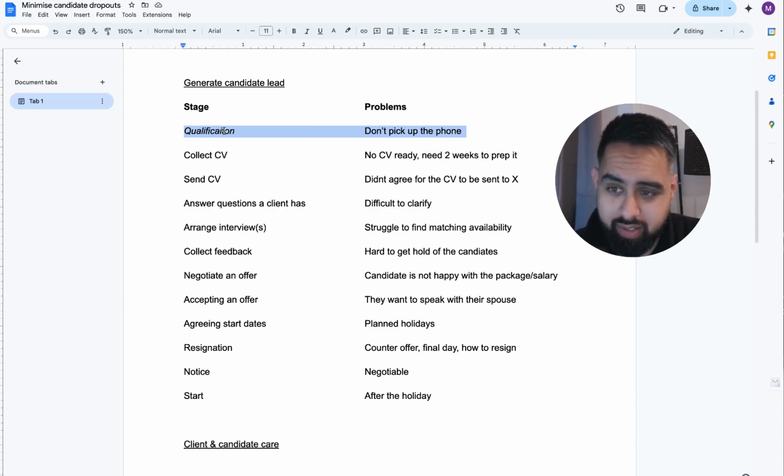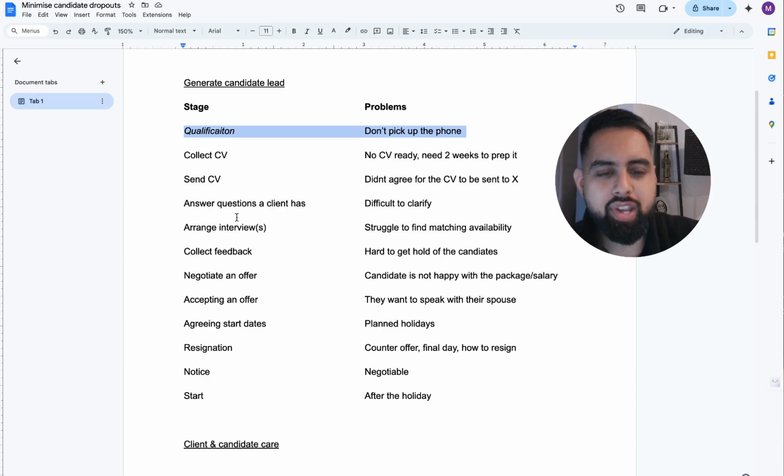So we could qualify a candidate, collect their CV, send a CV, and arrange an interview without having to go back and forth and reconfirm everything, because we already have all the questions that the client's going to ask. We already have the times that they're available, and we book that interview and meeting within 24 to 48 hours, because we qualified all of the problems and challenges before it's even got to a stage where it becomes a problem or a challenge.